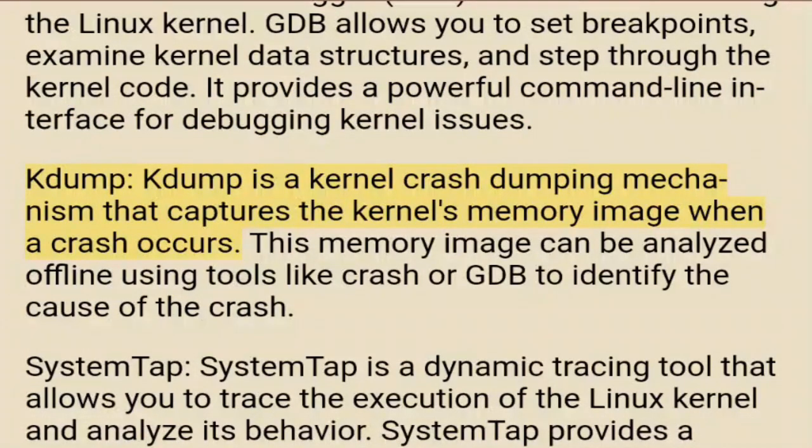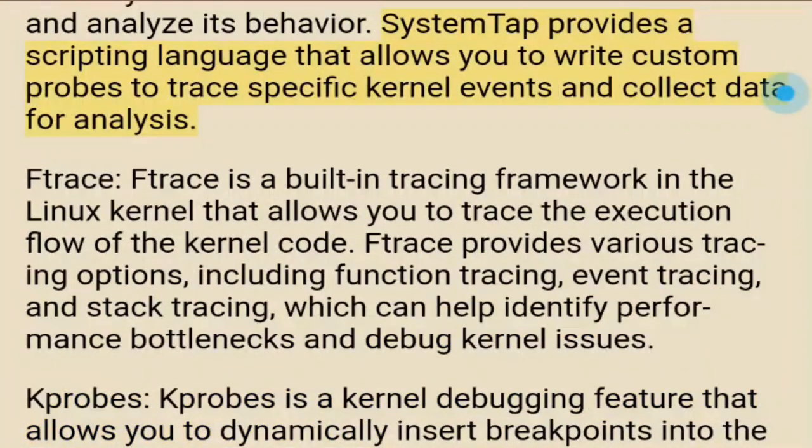Kdump. Kdump is a kernel crash dumping mechanism that captures the kernel's memory image when a crash occurs. This memory image can be analyzed offline using tools like Crash or GDB to identify the cause of the crash. SystemTap. SystemTap is a dynamic tracing tool that allows you to trace the execution of the Linux kernel and analyze its behavior. SystemTap provides a scripting language that allows you to write custom probes to trace specific kernel events and collect data for analysis.